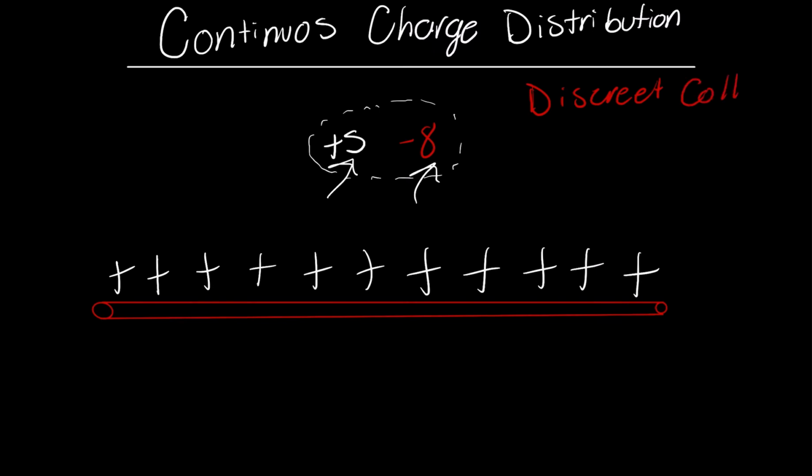collection of charges. Okay? And we also know that there is nothing in between. Okay? And once again, we can physically, legitimately count that there is one charge here, one charge here. Okay? And that is what a discrete collection of charges is.